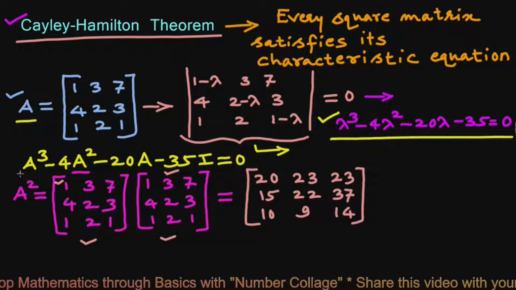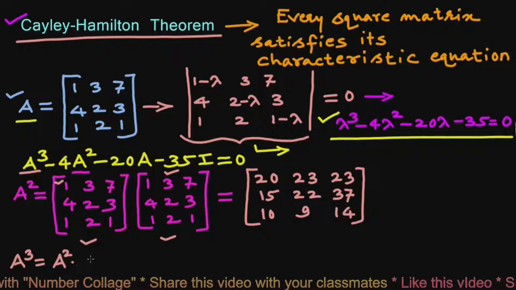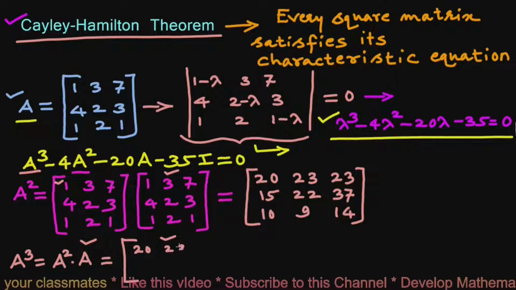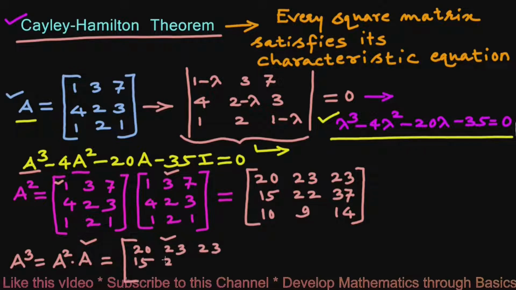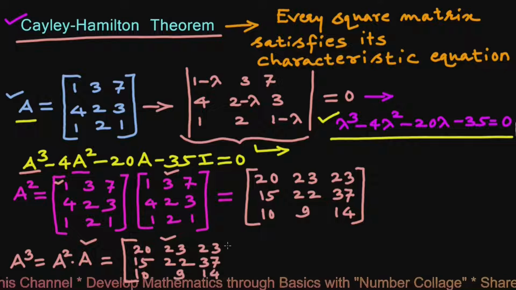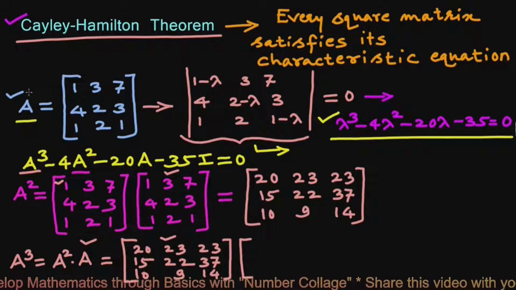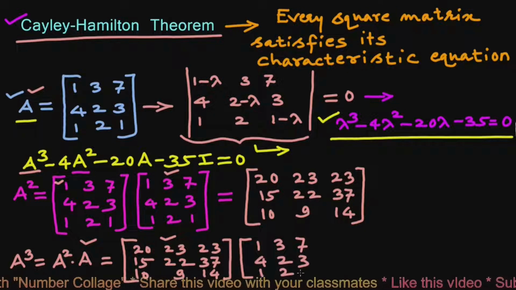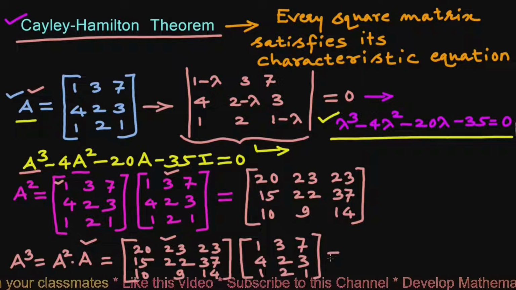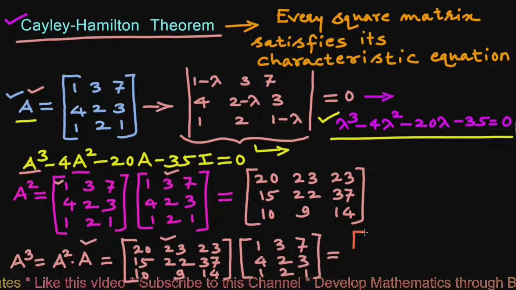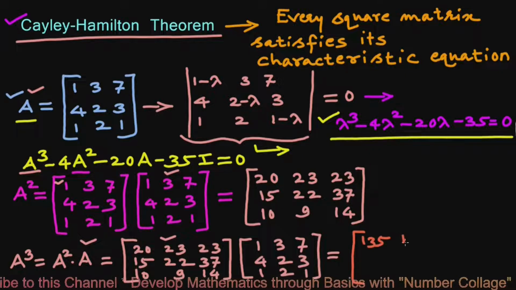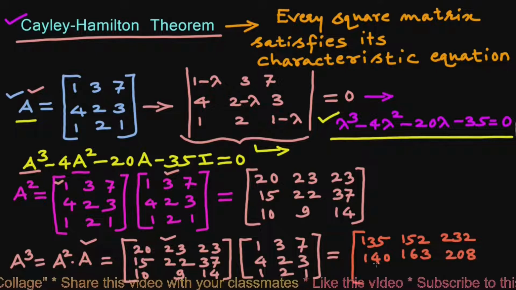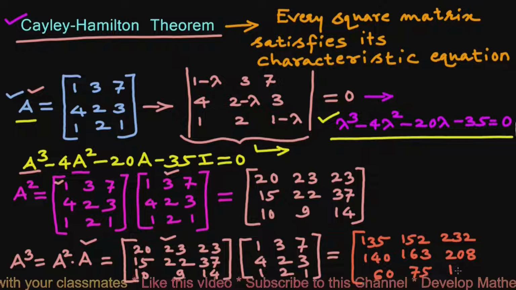Now in order to find A cube, we write A square into A. That will be matrix A square [20 23 23; 15 22 37; 10 9 14] multiplied by matrix A [1 3 7; 4 2 3; 1 2 1]. We will carry out matrix multiplication on the same lines and write A cube as [135 152 232; 140 163 208; 60 75 111].